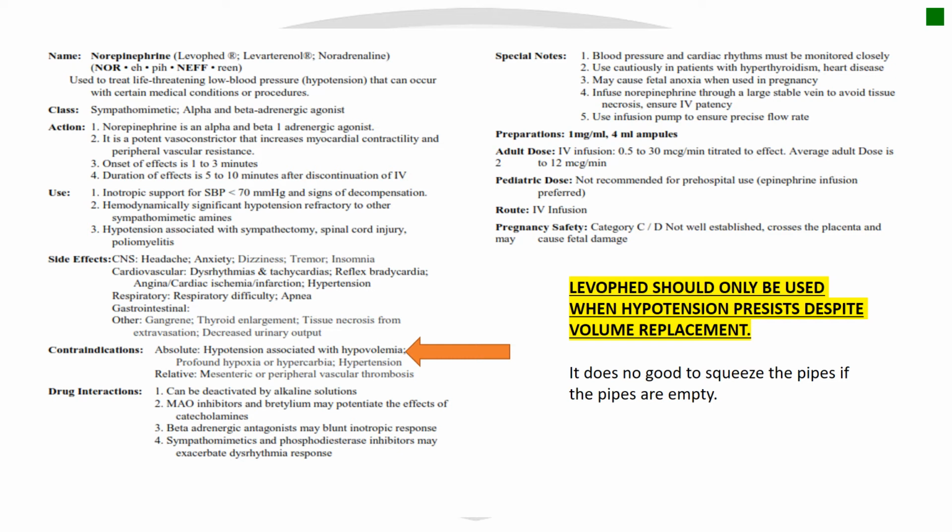So Levophed should only be administered when hypotension persists despite volume replacement. You want to make sure adequate volume replacement has happened before they're giving Levophed. So for sepsis, that's usually 3 liters of normal saline prior to starting a pressor. It doesn't do any good to squeeze down the pipes if the pipes are empty.